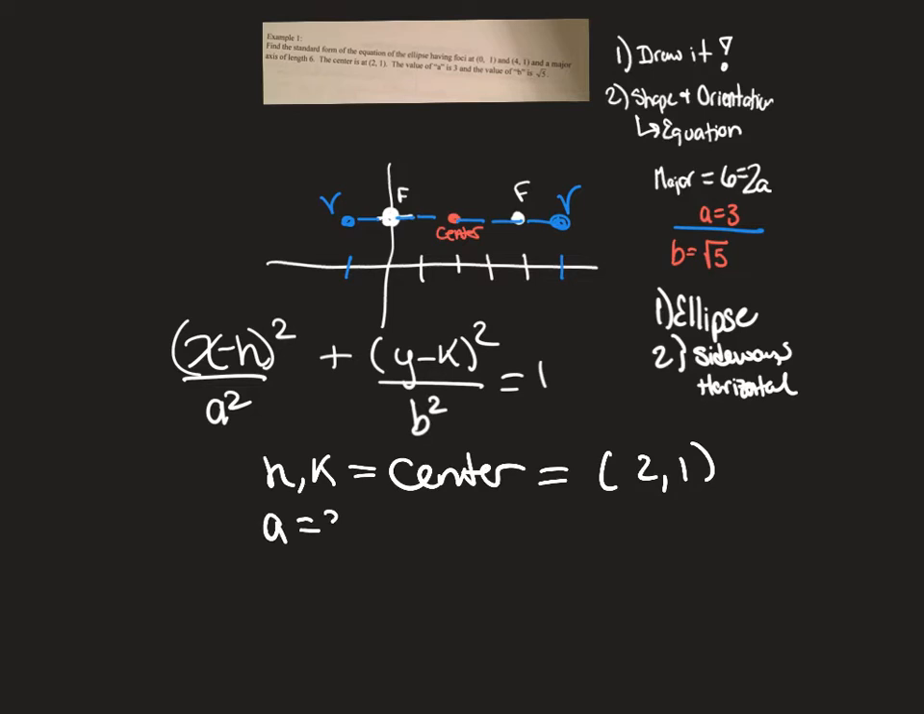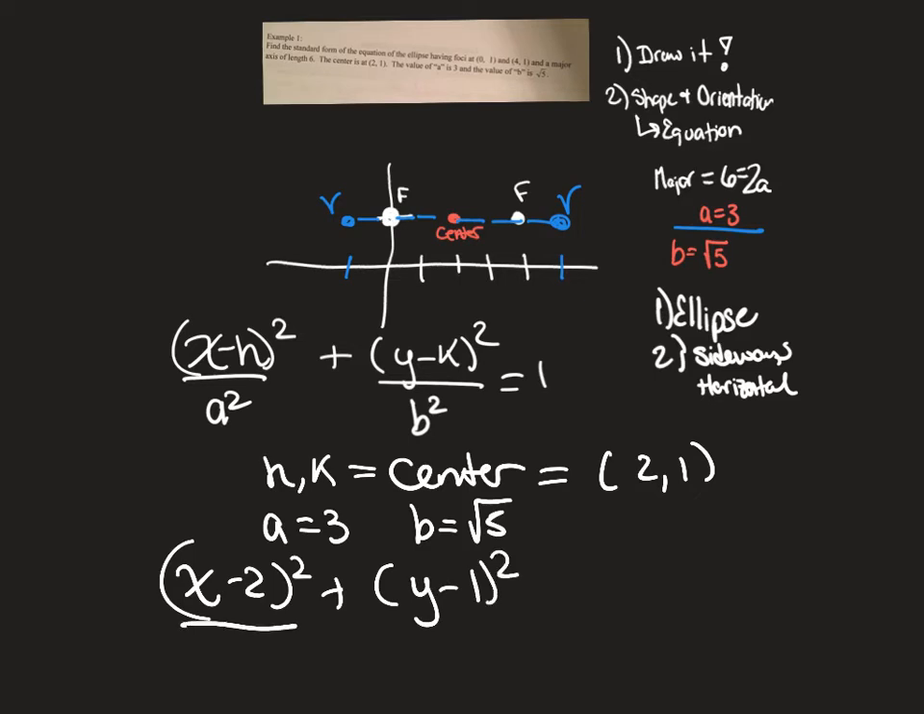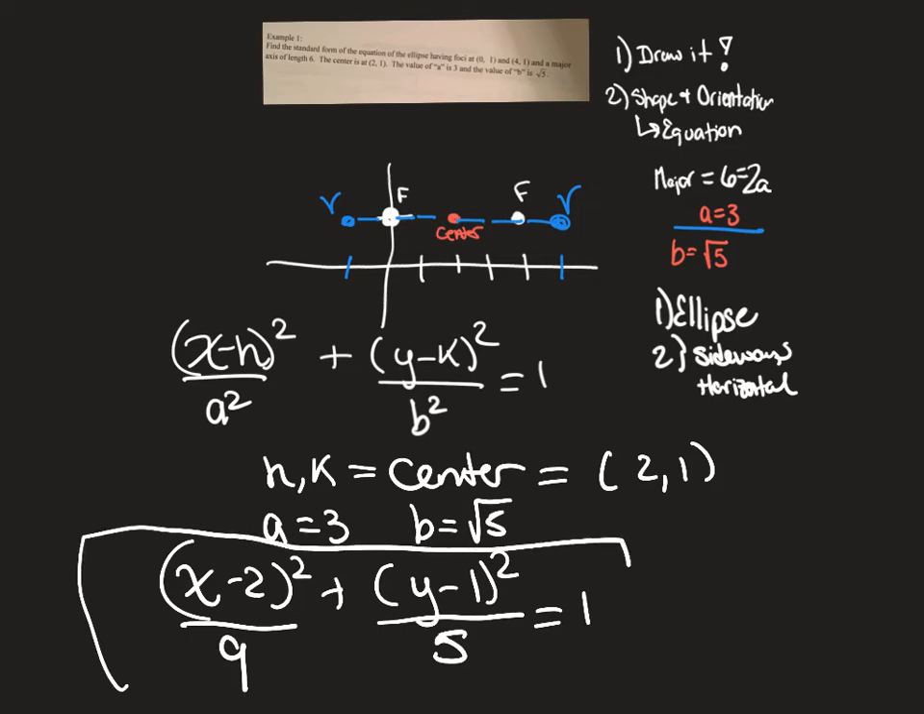My a is equal to 3. My b is equal to the square root of 5. And now I can just plug this in. So I'm going to have (x minus 2) squared plus (y minus 1) squared. A is 3. 3 squared is 9. B is square root of 5. Square root of 5 squared is 5, equals 1. This is your answer for this problem. Not horrible. We got this. Let's try another one.